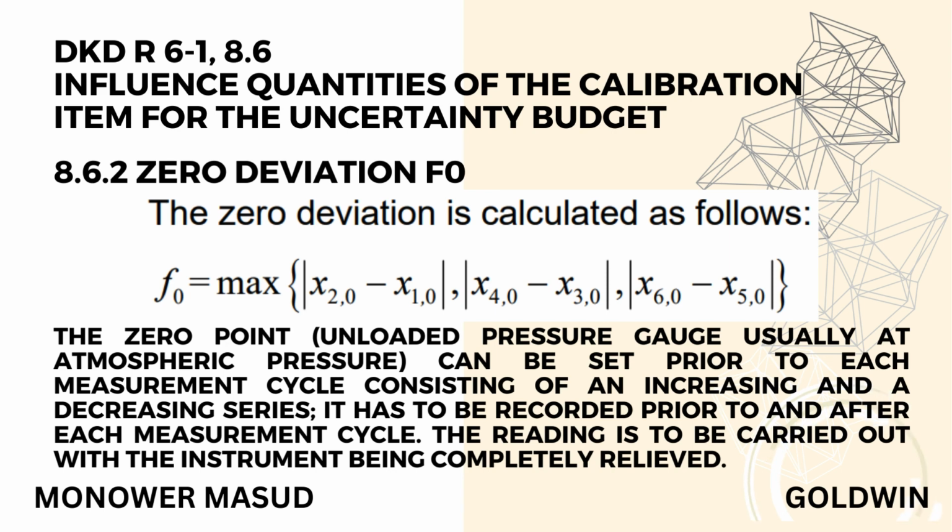Instrument relief. To ensure an accurate reading, the gauge must be completely relieved during the 0 point setting. This practice minimizes any residual pressure effects, guaranteeing a true baseline for subsequent measurements. Cycle repeatability: the 0 point setting ritual isn't a one-time affair. It's a recurring process, emphasizing the importance of consistency and repeatability in calibration cycles. This meticulous approach ensures the gauge's reliability over time.